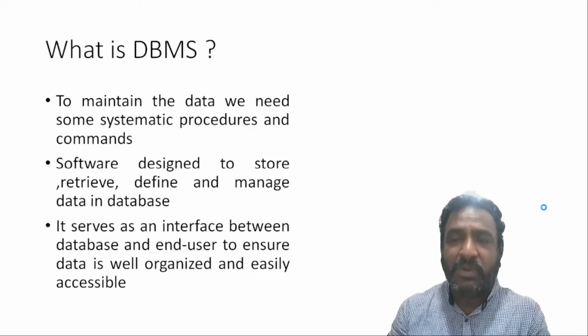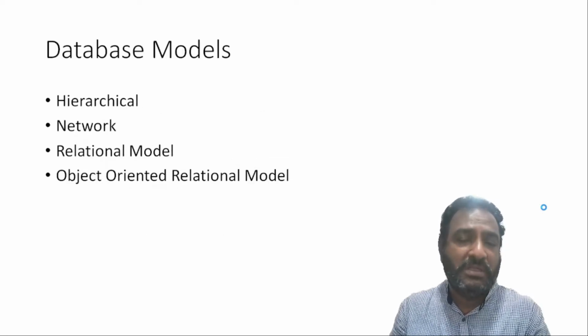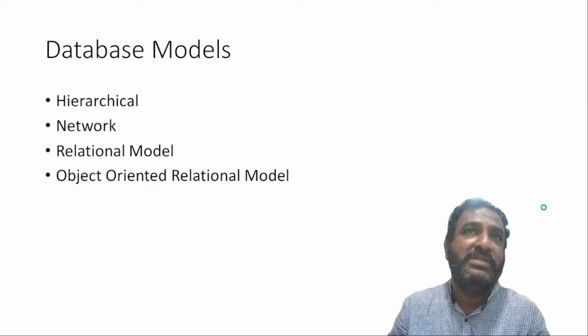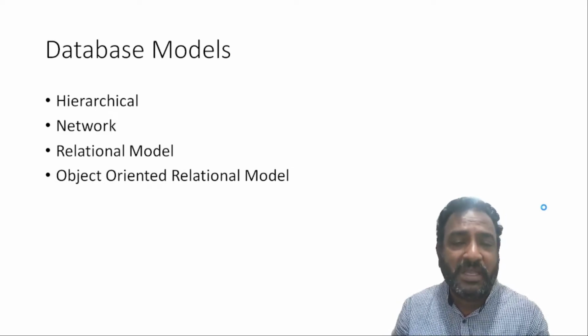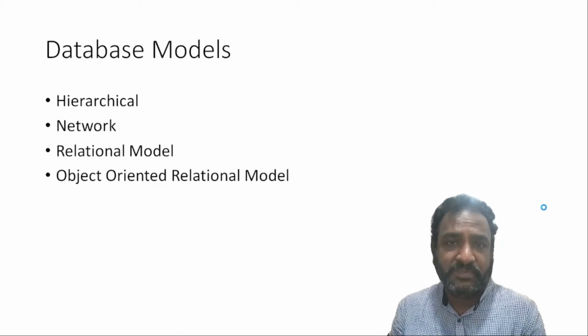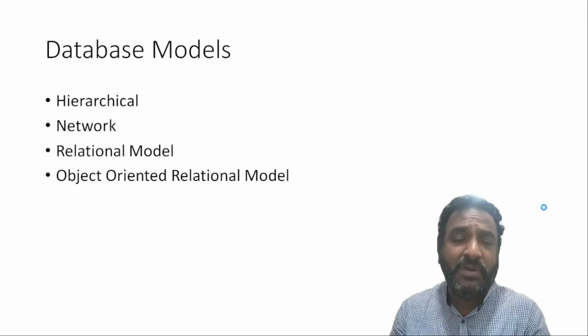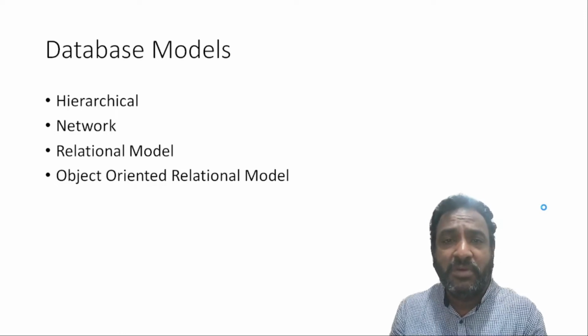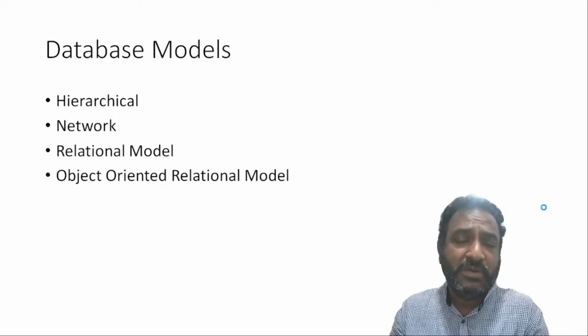And come to the next point, what are the different data models? Models in the sense of how the data is represented, how the data is organized. What are the different models available? The first one is a hierarchical model, the second one is a network model, the third one is a relational model, and the fourth one is an object-oriented relational model.